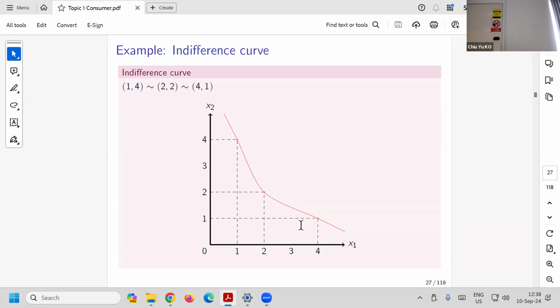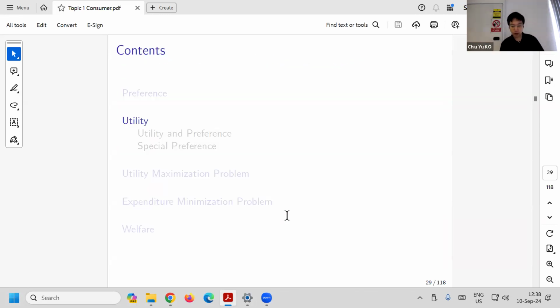So it gives us the standard thing we want. Okay?